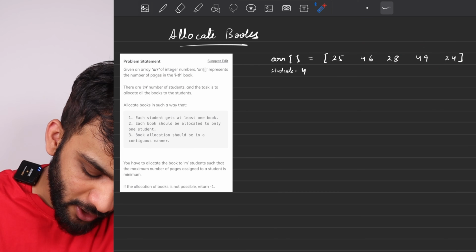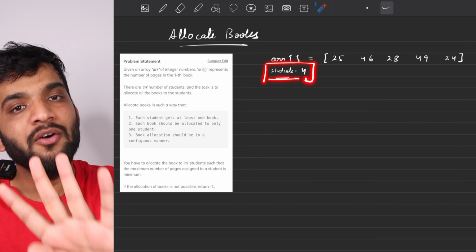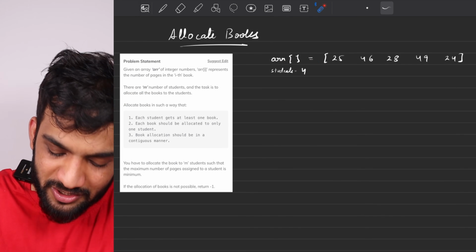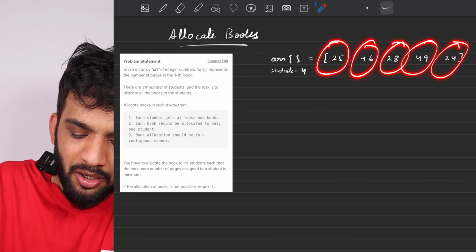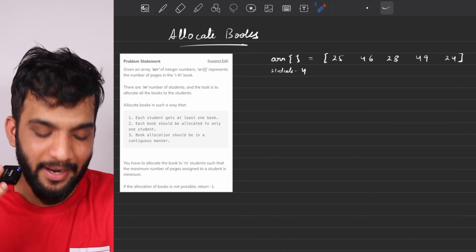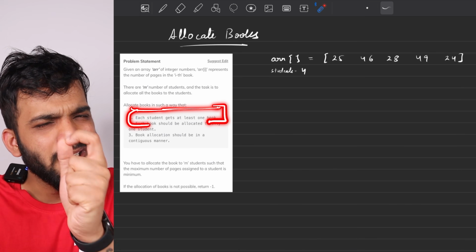Along with that, you'll be given n number of students. So over here the number of students is 4. Now your task is to allocate books. That means you have to distribute these books among 4 students. But there are some certain conditions that you have to keep in mind. What are the conditions? Each student must get at least 1 book.